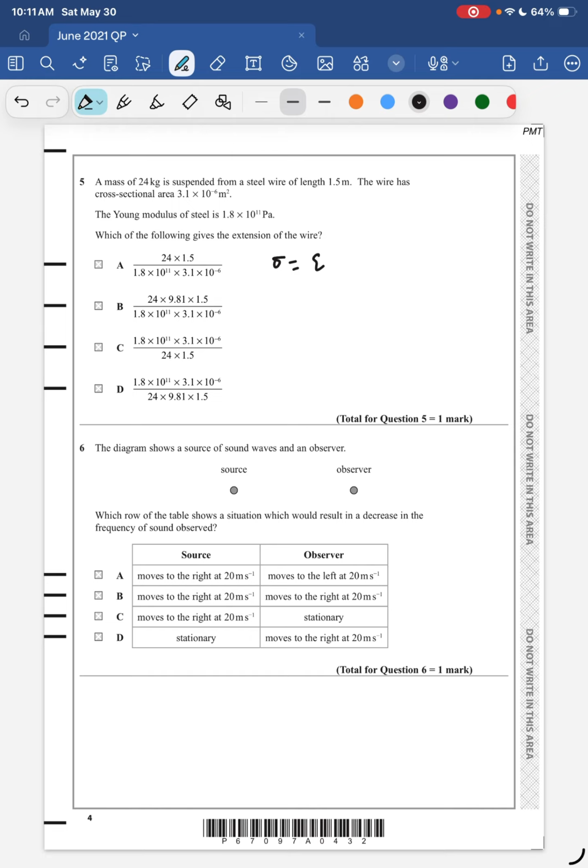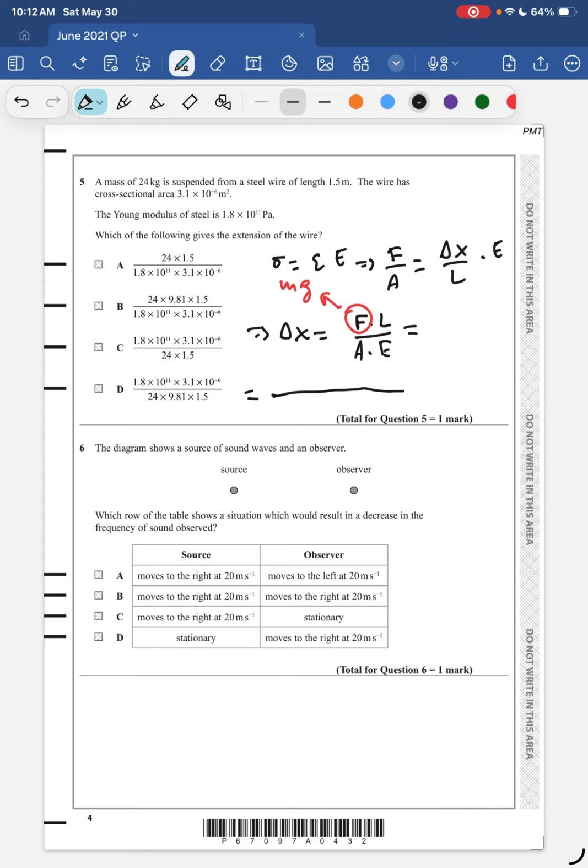Stress is strain times the Young modulus, but stress is force per cross-sectional area. Strain is delta x over the length. So delta x is force times length over cross-sectional area times the Young's modulus. Now the force is, I'm gonna say, mass times g, right? So let's form a fraction.